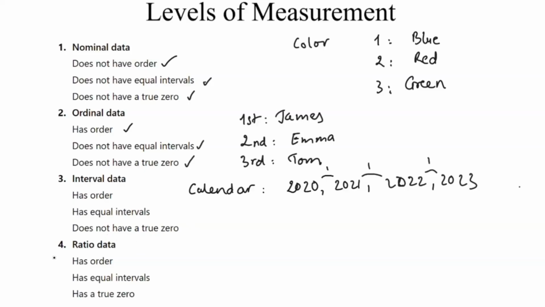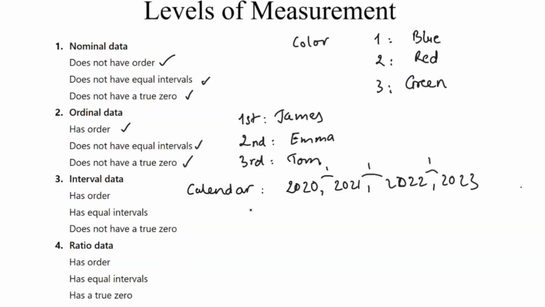And then it doesn't have a true zero. So, for example, temperature, okay? 0 degree, 0 Celsius. 0 Celsius is data, but it doesn't mean that we don't have temperature. 0 Celsius is a temperature. It doesn't mean we don't have temperature. See? So this doesn't have a true zero.